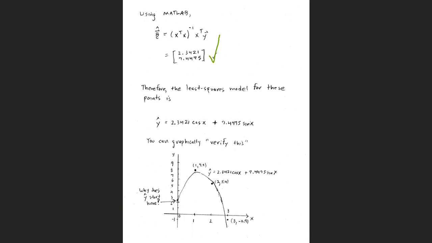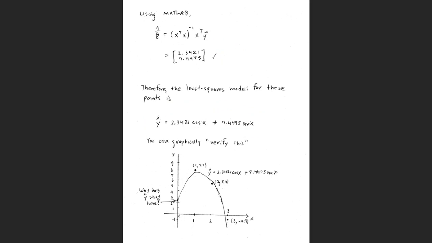And so the least squares model for those 3 points is going to be y hat equals 2.3421 times cosine of x plus 7.4475 times the sine of x. Hold on, I didn't write that right.